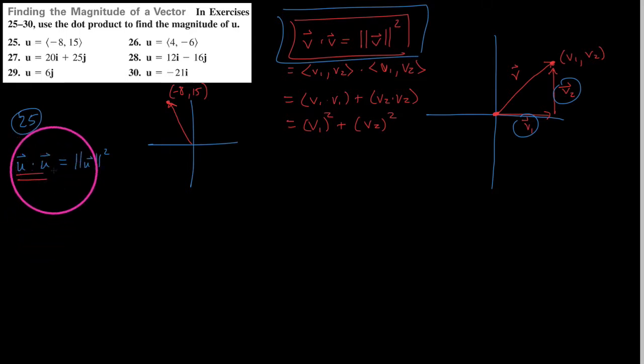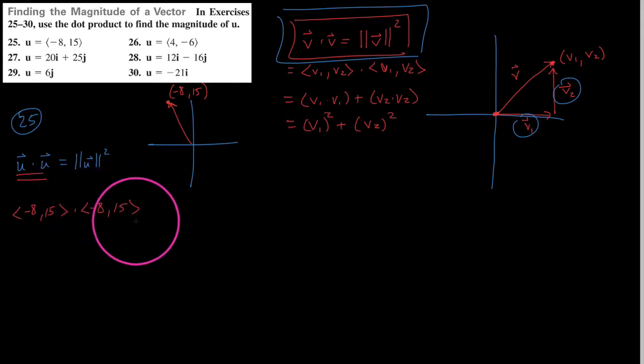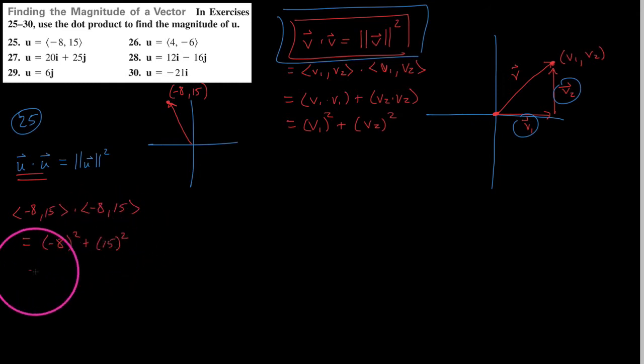Then, because that's the length of the magnitude squared, we're going to take the square root of this, and I want you to see how this plays into this and how Pythagoras would be really similar. So we get negative 8, 15 dot product with itself. This has to be the magnitude of the entire vector squared, because we get negative 8 squared plus 15 squared, which has to equal the length of the vector u squared.